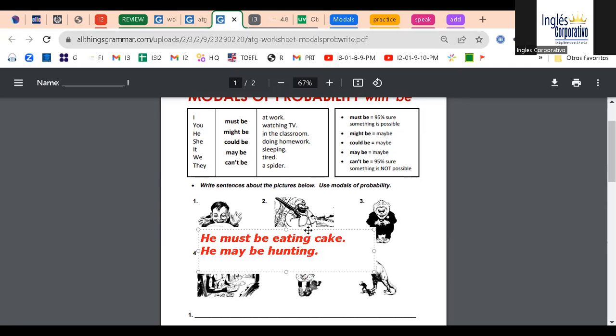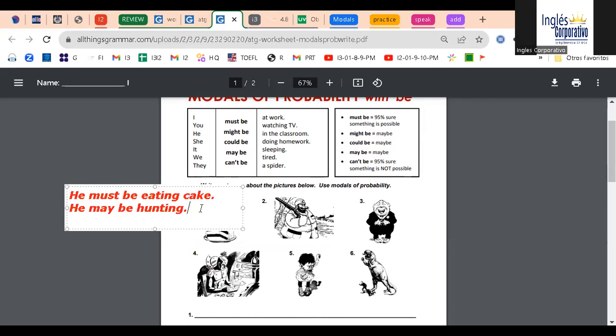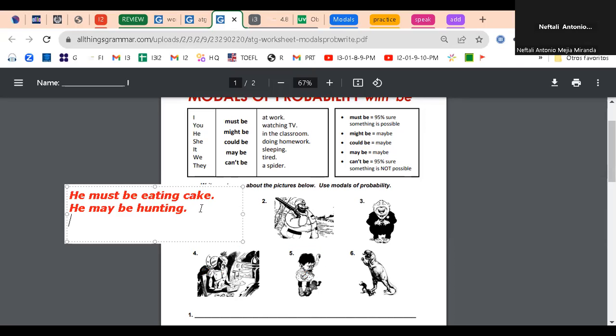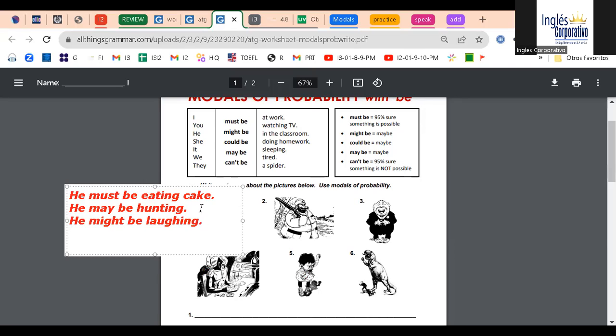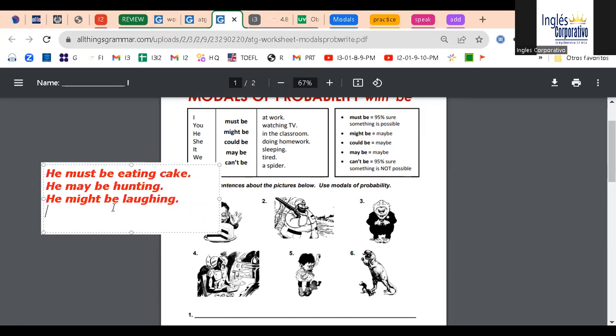Number three, picture three. So I don't know what to think about it, but maybe you have some ideas. He might be laughing. Uh-huh. He might be laughing. Okay. So how about the next one? Number four.